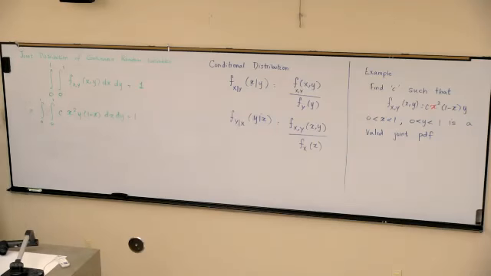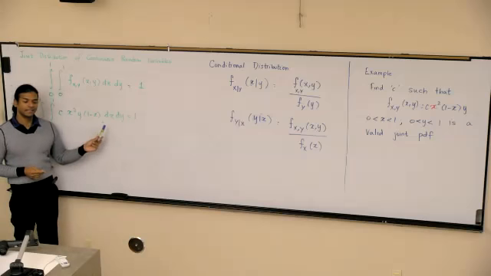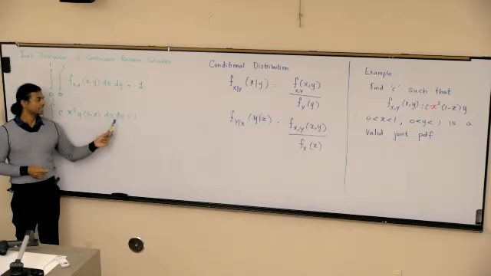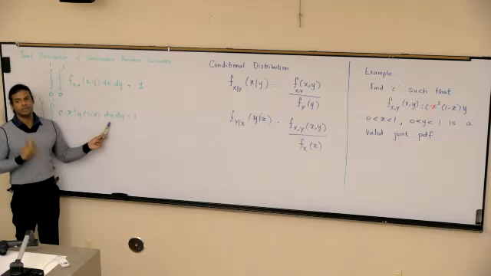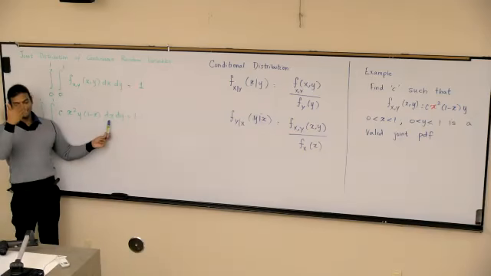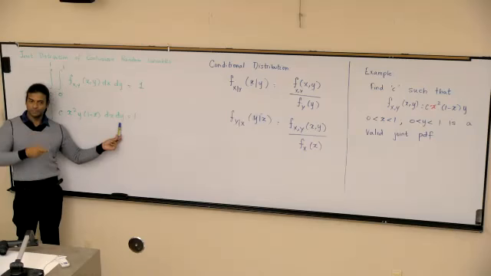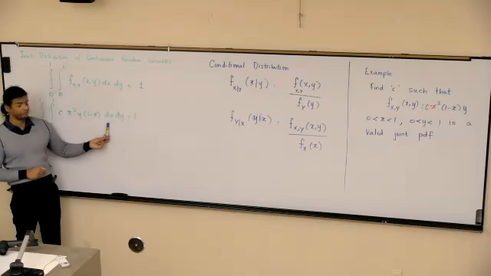A few things if you don't remember stuff from multivariable calculus. The dx, dy indicates the order in which you're going to integrate. So this simply means we integrate with respect to x first, then we integrate with respect to y. When we integrate with respect to x, we treat y as constant. When we integrate with respect to y, we treat x as constant.